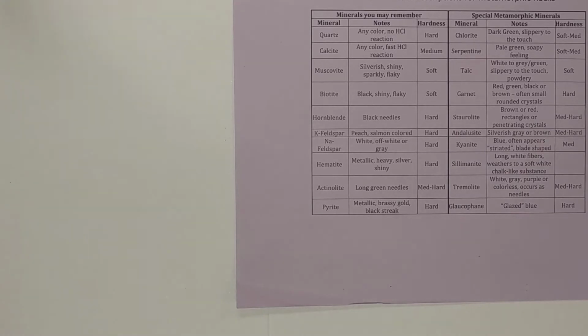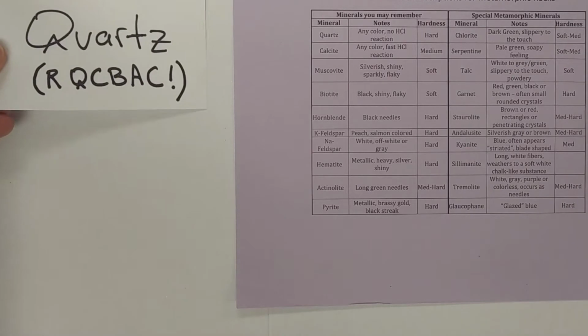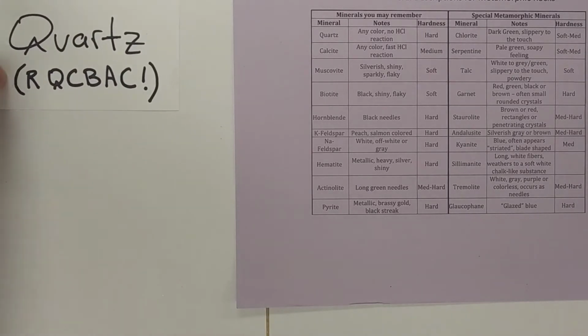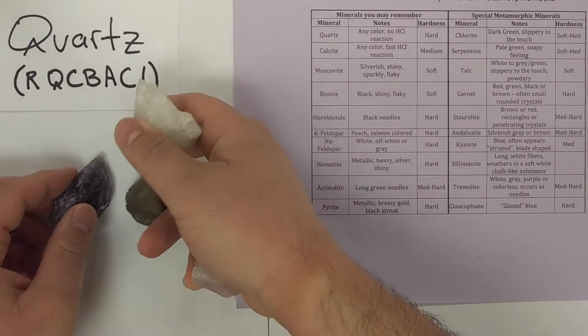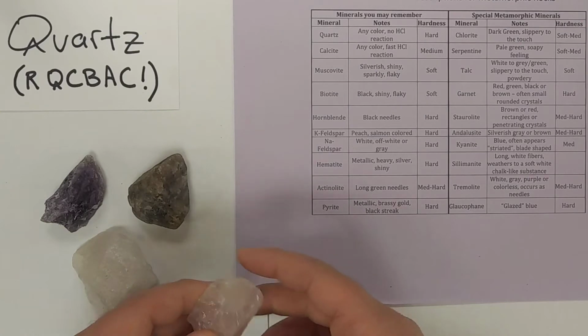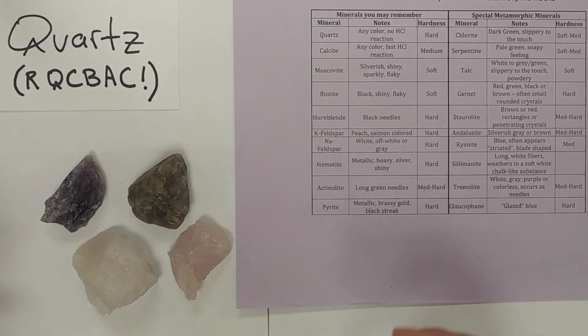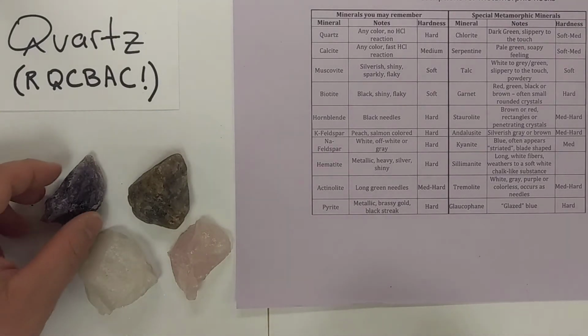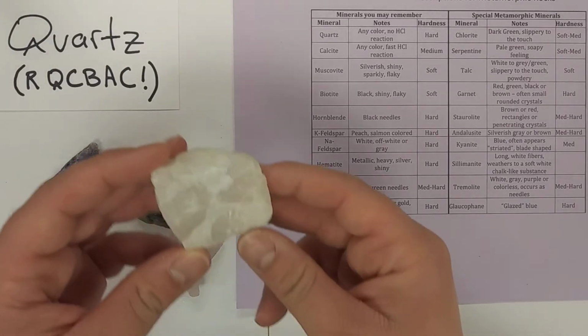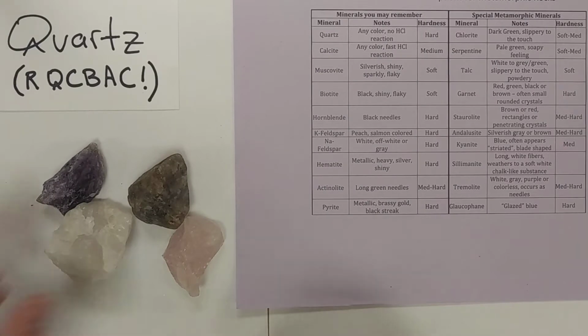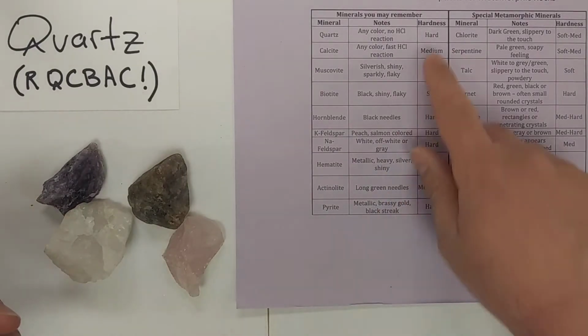But let's go ahead and showcase some of these, and we're going to begin with quartz. And quartz, we remember, can be any color, and in metamorphic rocks quartz is found a lot in gneiss, even in some schists, and of course in the rock quartzite. So remember, any of those rocks can be any color because quartz can be any color. The way to test for it, it scratches glass. It's a hard mineral.